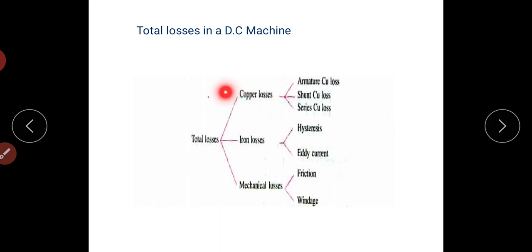Again, these copper losses are divided into three types, because in a generator three types of windings are there: armature winding, series field winding, and shunt field winding, and these windings are made of copper. So first armature copper losses, second shunt copper losses, third series copper losses. Next, iron losses are divided into two types: hysteresis losses and eddy current losses. Mechanical losses are two types, frictional losses and windage losses.